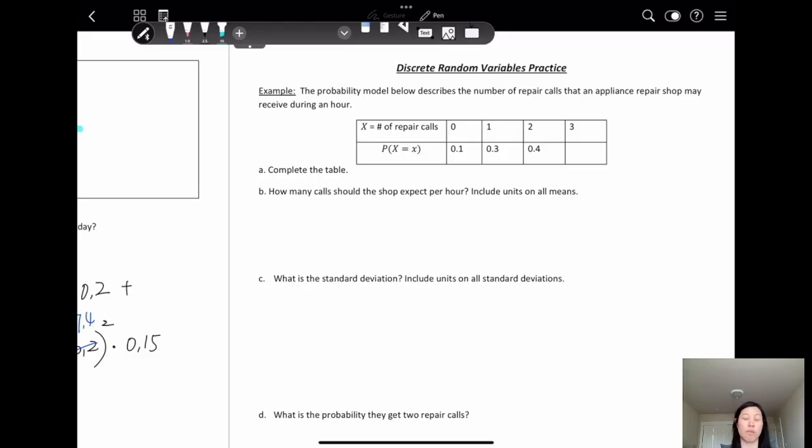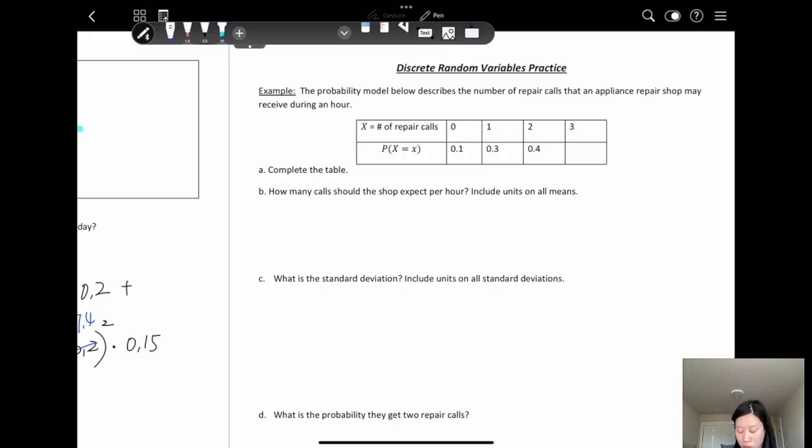Today we're going to have more examples about how to calculate discrete random variables. So this table below describes the number of repair calls that an appliance repair shop may receive during an hour. So now let's take a look. Okay, so these we don't know. So what would that be? What would be the probability of the repair shop receiving 3 repair calls?